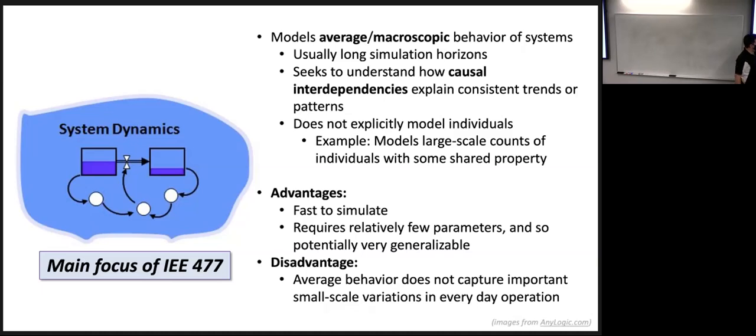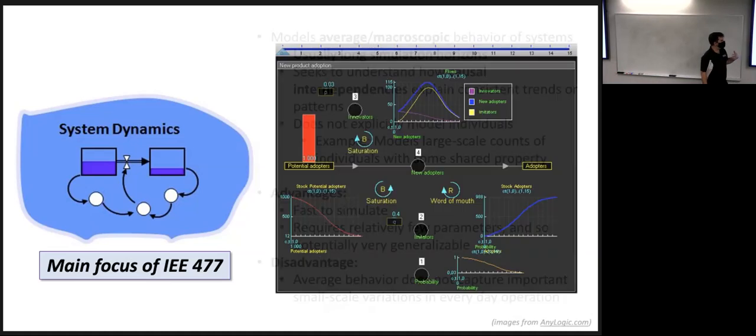The downside is it doesn't capture a lot of the small-scale details that you might want to know. If you're running a hospital, you might want to know how often you go over some threshold of patients in that hospital. You don't want to know on average how many patients you have in the hospital. You really want to know these extremes, and the extremes aren't going to be captured in the system dynamics model because it's just the average. So that's one of these simulation methodologies.